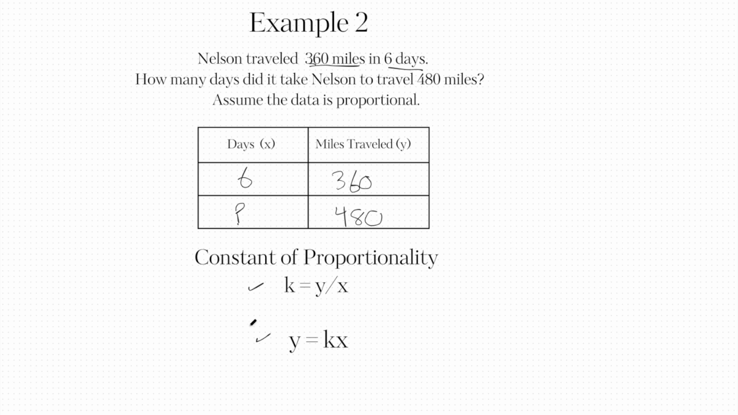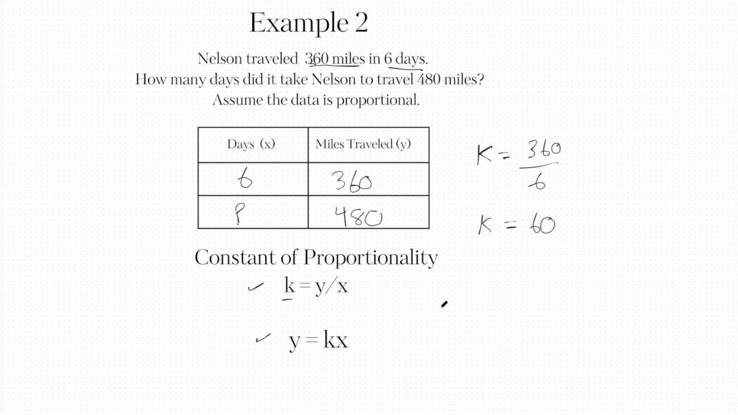First thing we need to do is get the unit rate, or the constant of proportionality, by solving for k. Remember, the way you solve for k is you take the y value and divide it by x. So I'm going to do 360 divided by 6. By doing that, I get a k value of 60. That means it's 60 miles per day traveled. That's the constant of proportionality.